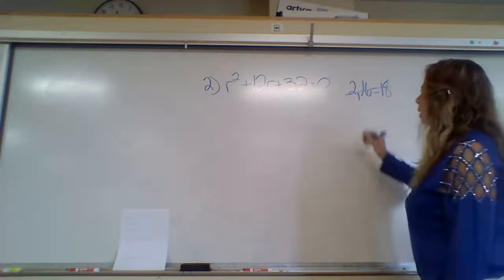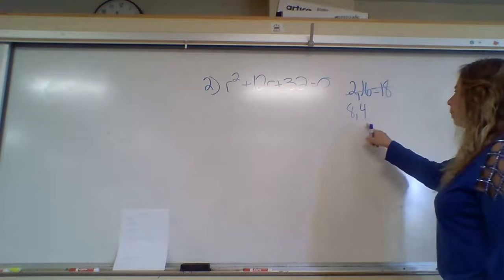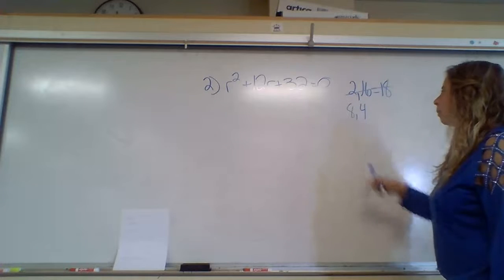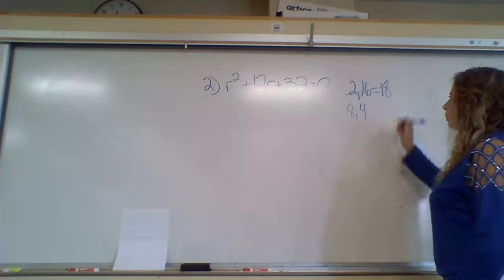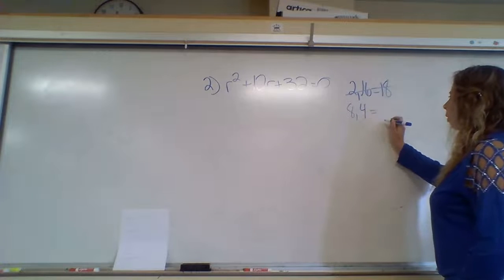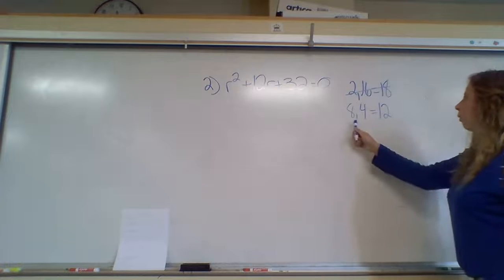Okay? So if you do 8 and 4, 8 times 4 is 32. And if you add 8 plus 4, do you get 12? 8 plus 4, yeah, is 12. So these are your factors.